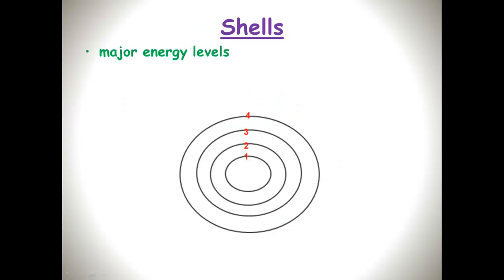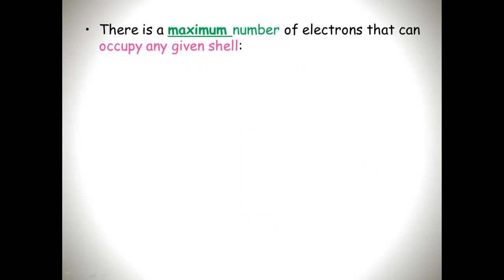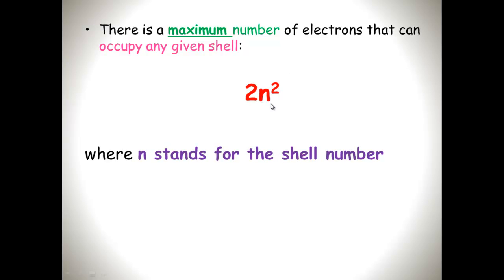So at this stage we know that electrons are in shells, and these are the major energy levels, with the energy of the electrons increasing the further you get away from the nucleus. And there is a maximum number of electrons that can occupy any given shell, and this is given by the formula 2n squared, where n is the shell number.